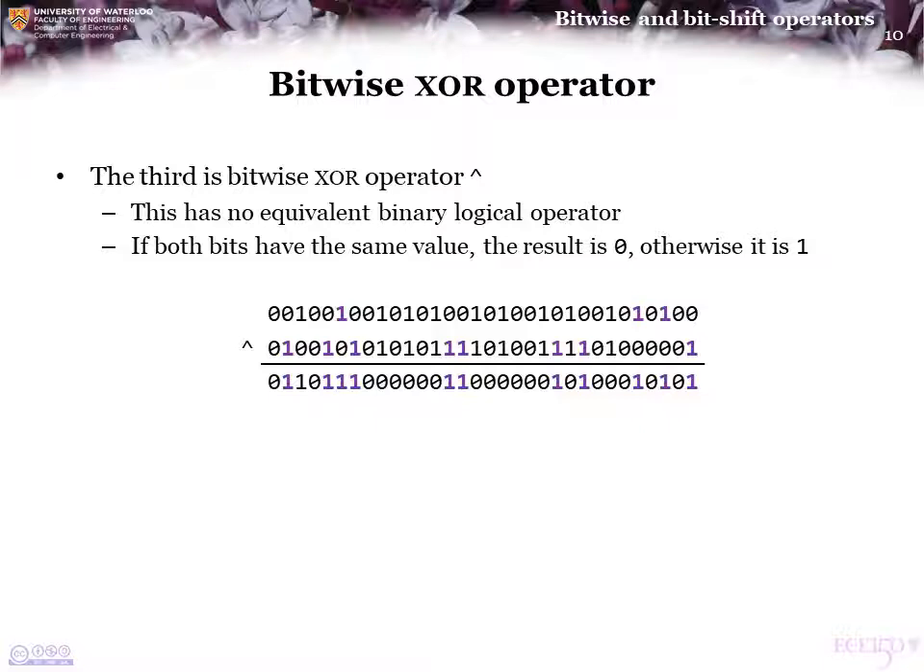So here we see two 32-bit integers, and we are calculating the XOR of each of the bits. For example, in these 3 bits, only one of the operands has a value of 1, so the XOR of these 3 is 1. On the other hand, in each of these 6 locations, both operands have the same value, either 0 or 1, in which case the XOR is 0.